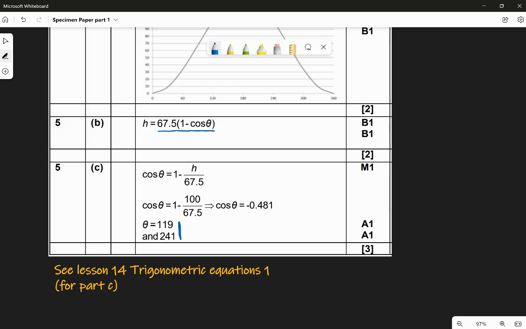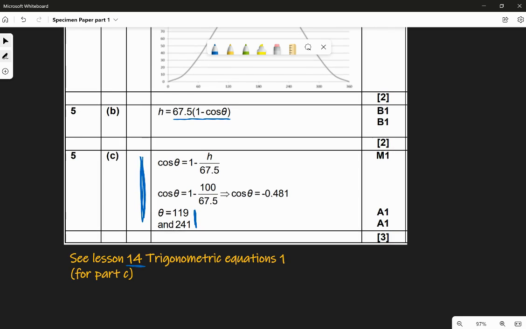So if you want more practice on this, have a look at lesson 14 on trigonometric equations, which is helpful for finding different answers when you have a trigonometric equation. Parts A and B, they're more about just knowing trigonometry in general.